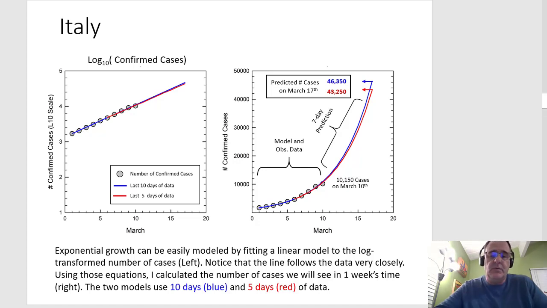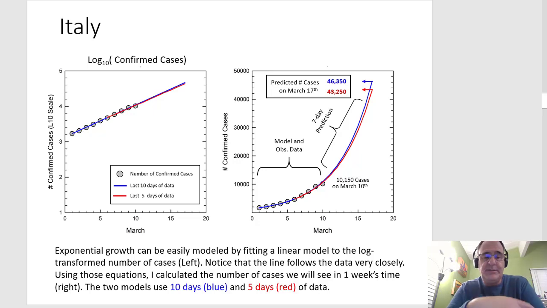I fit two different models, one for March 1st through the 10th, so the last 10 days of data at that point, and the other is March 6th through the 10th, last 5 days. The reason I fit two different models is it looked like in some countries the epidemic was speeding up or slowing down, and so the more recent data was more likely to be predictive. I took those regressions and fit them statistically and then predicted into the future. And so, for example, in this case with Italy, both models predicted that on March 17th, tomorrow, we would see 43 to 46,000 confirmed cases in Italy.